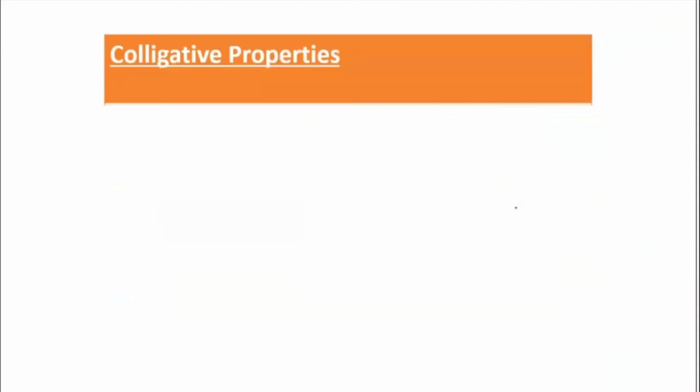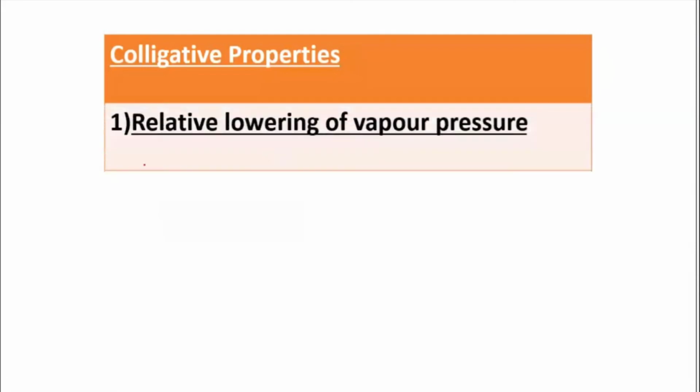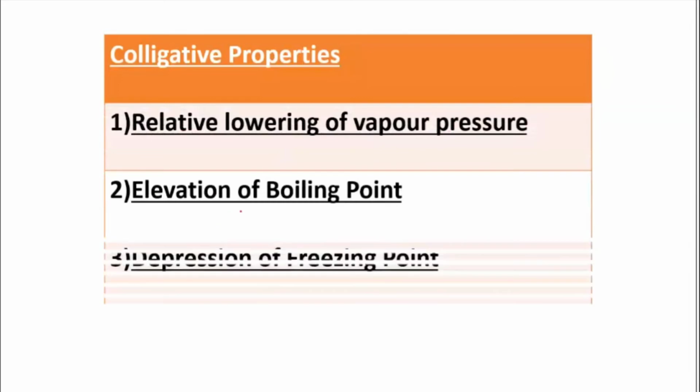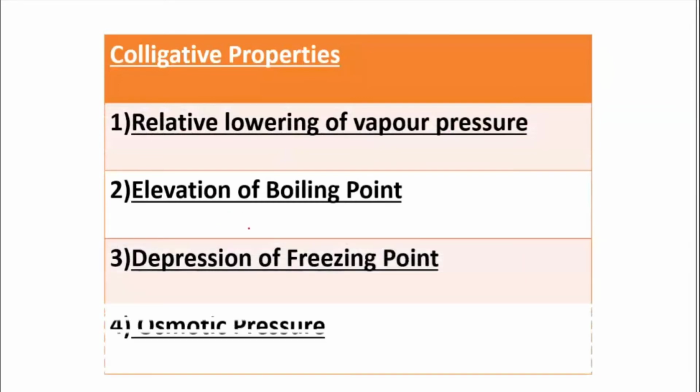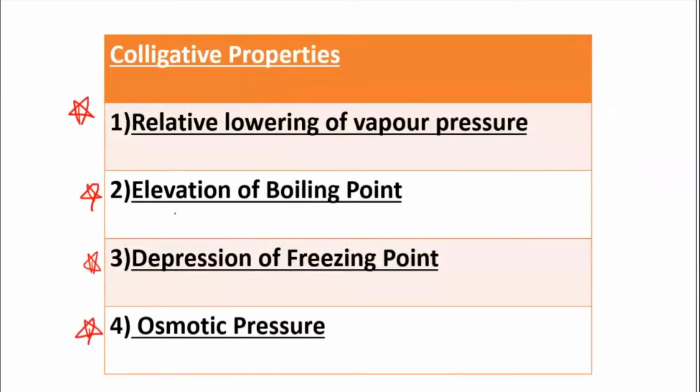Now we will go for the different kinds of colligative properties which you have to study. There are four over here. You can see one is relative lowering of vapor pressure, then elevation of boiling point, then depression of freezing point, and the last one is osmotic pressure. These are the four colligative properties. Again, these are important, so each one we are going to study in detail. Let me start with the first one. These are the four, the list of four.